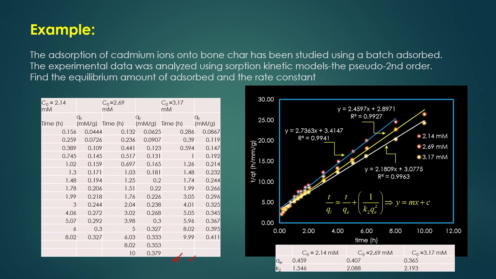So, here also you have to find out the rate constant and also the equilibrium adsorbed amount. In this way also, we have drawn this graph based on this experimental data. Here we have simplified this equation like this: t by Qt is equal to t by Qe plus 1 by K2 Qe square, that is equal to y is equal to mx plus c, where y is equal to t by Qt, and m will be equal to what here?